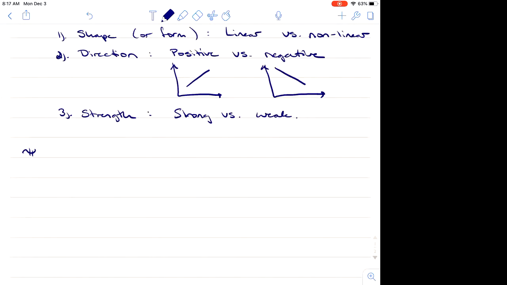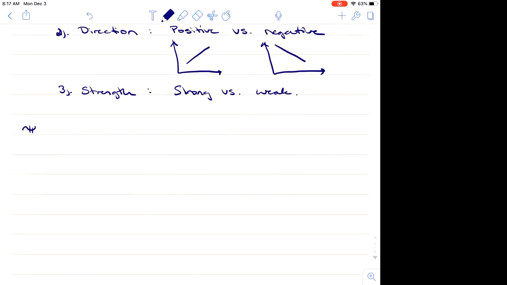So let's see here. Let's talk correlation.